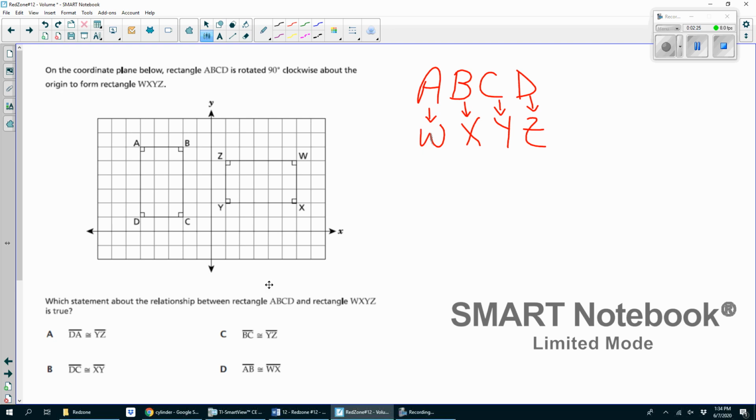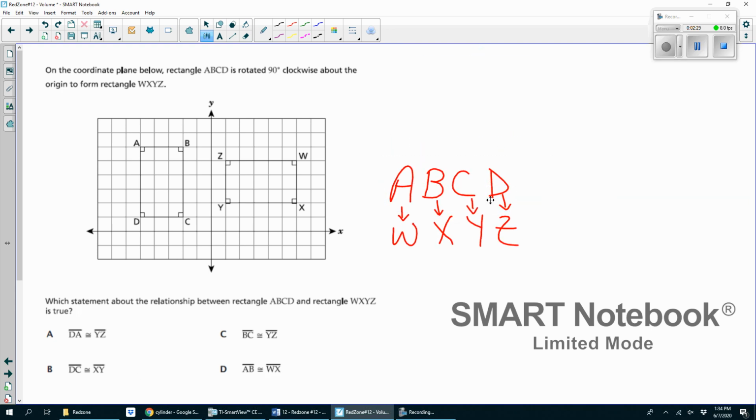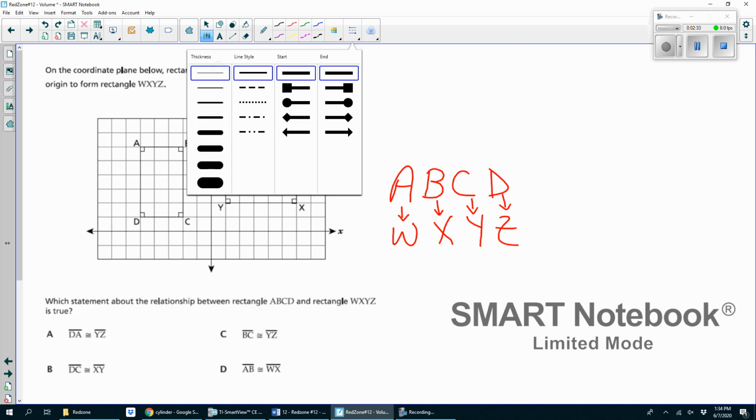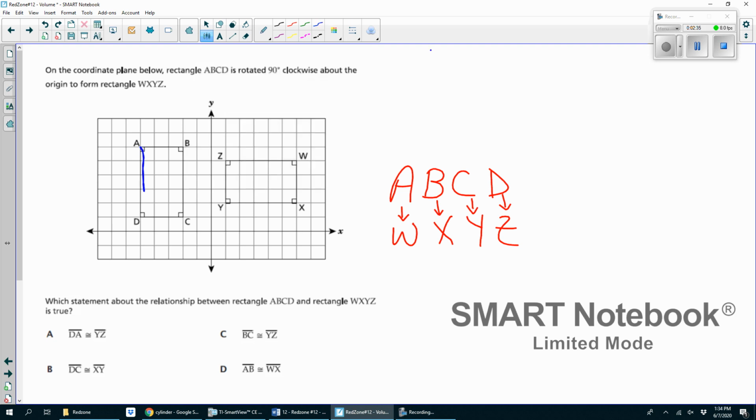So let's take a look at the choices, and as we look at them, I'm going to keep referring to these letters here to see if they match up properly. So first it says that side DA, which is this long side right here, matches up with side YZ. I can see in the diagram that that is absolutely not true, but I can also see that DA does not match up with YZ. The letters are not matched up correctly, so that is incorrect.